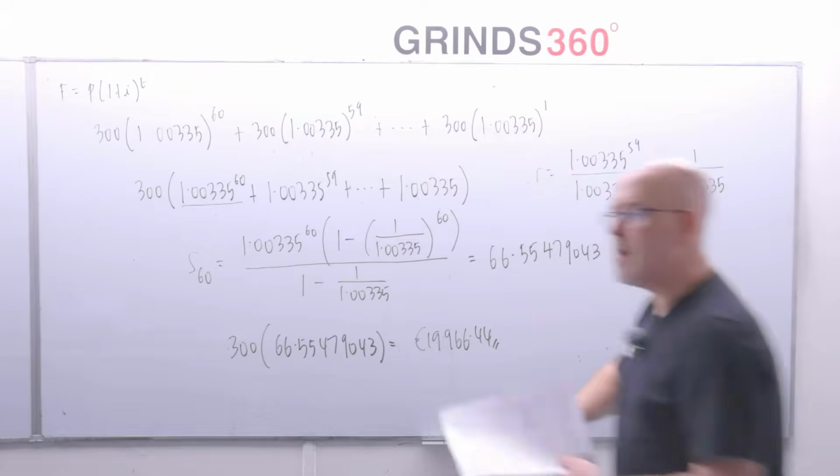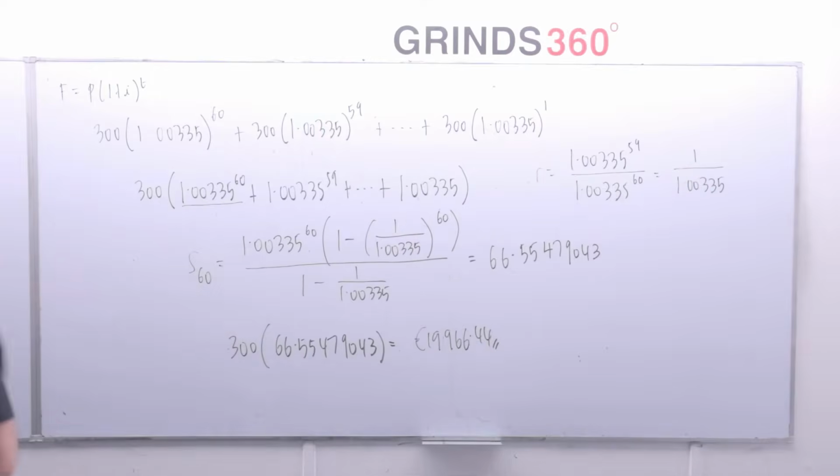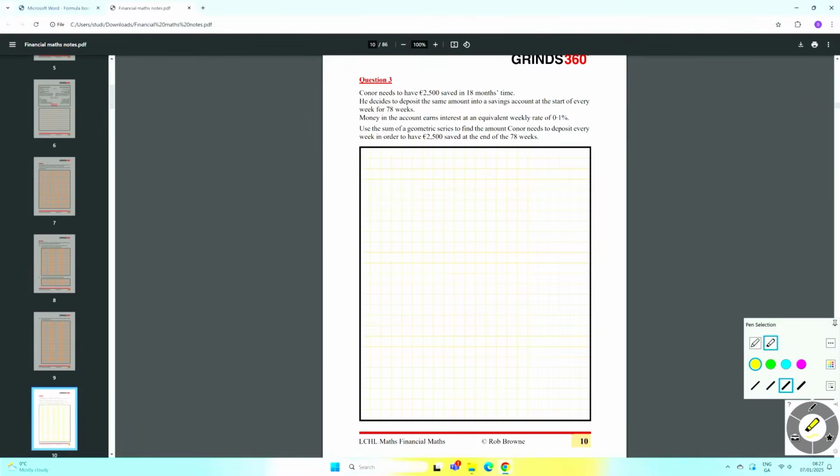Okay, so yet again, same method, no difference. So question 3 then, on page 10, the last savings question. It says Connor needs to have 2,500 euros saved in 18 months' time. He decides to deposit the same amount into a savings account at the start of every week for 78 weeks, and money in the account earned at an equivalent weekly rate of 0.1%. Okay, that's fine. So he's saving every week for 78 weeks, and we have the weekly rate of 0.1%.